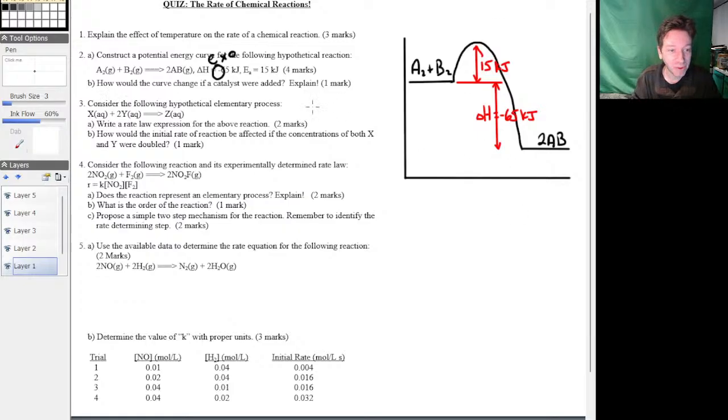Part B says, how would the curve change if a catalyst were added? So if a catalyst is added, it's going to reduce the activation energy required. So you just need to make that first bump a little smaller, like that. So you have the same enthalpy change, but a much lower activation energy if a catalyst were added.